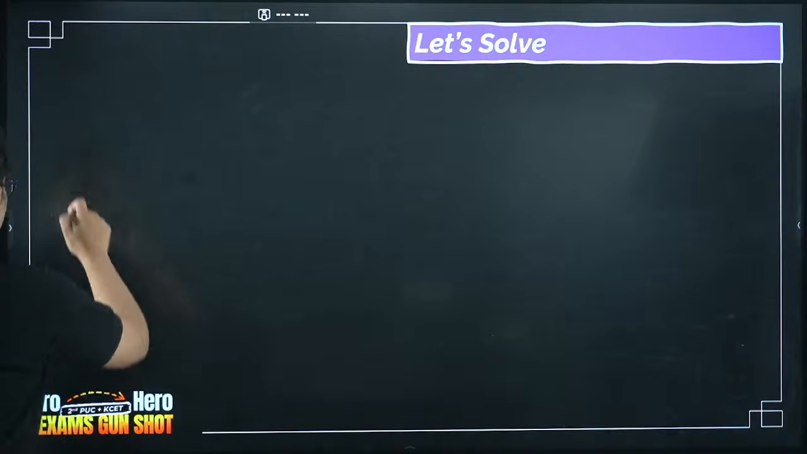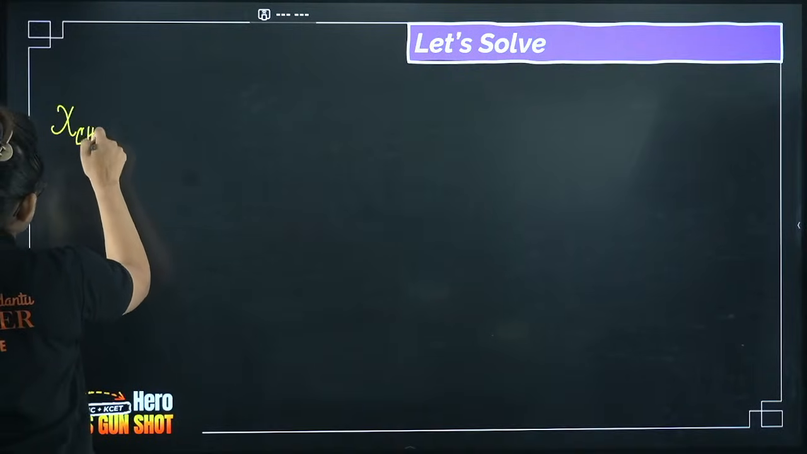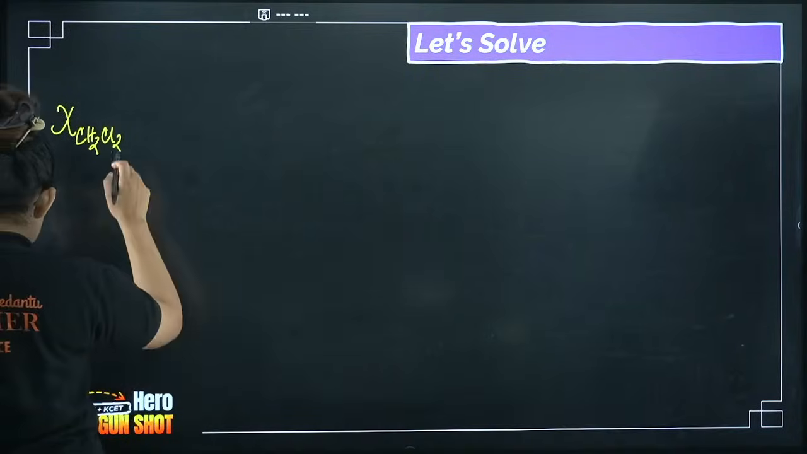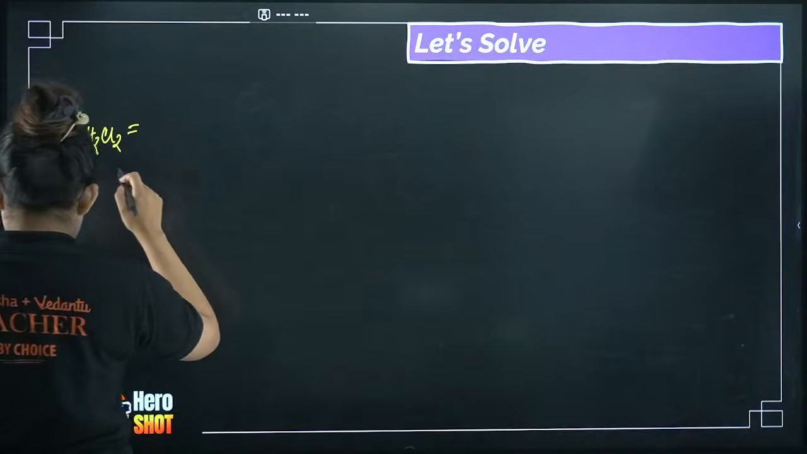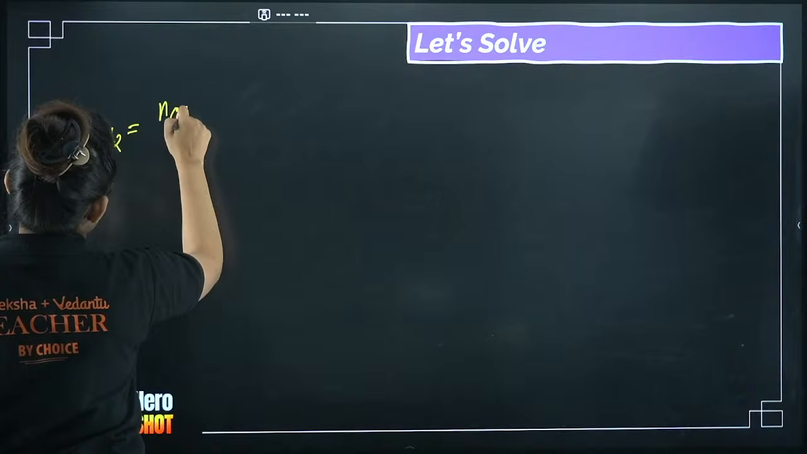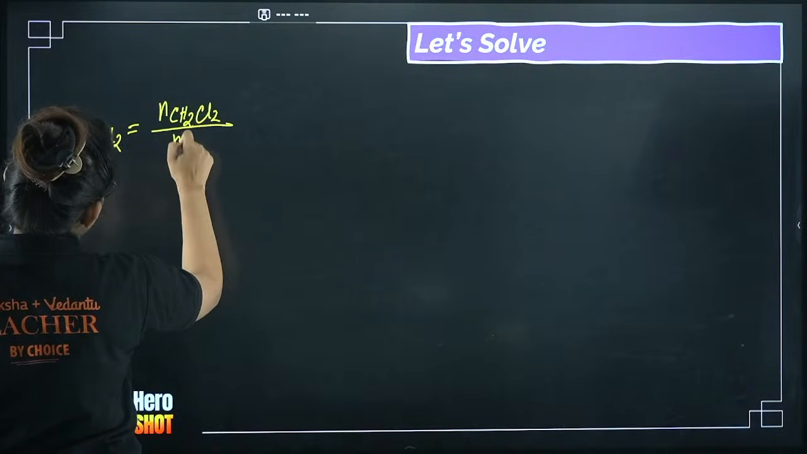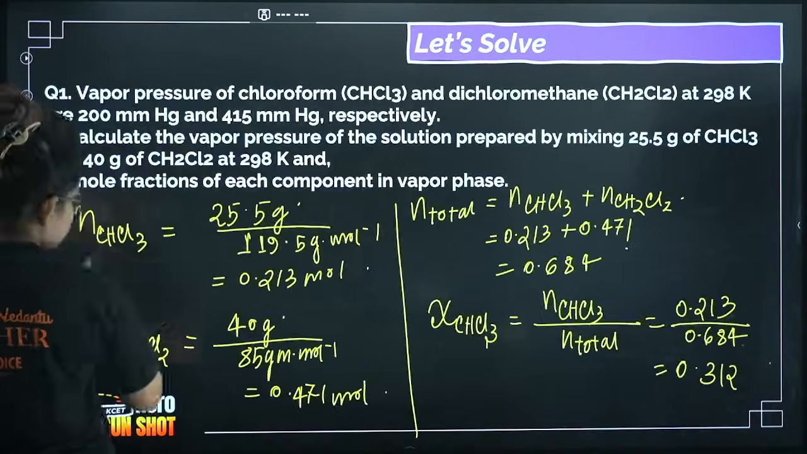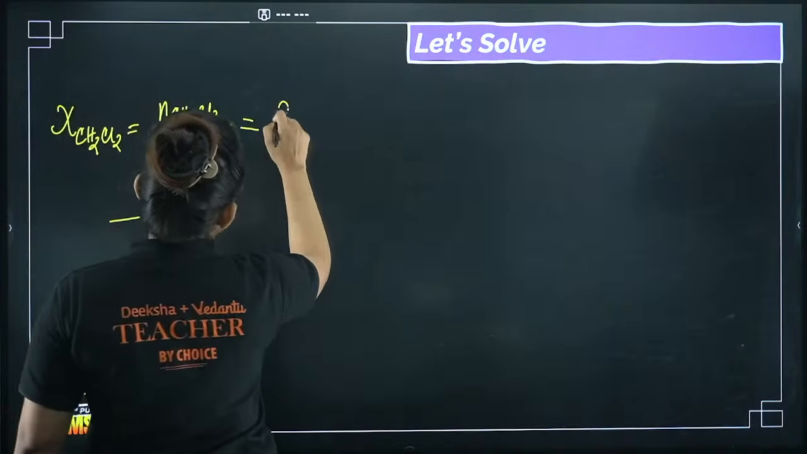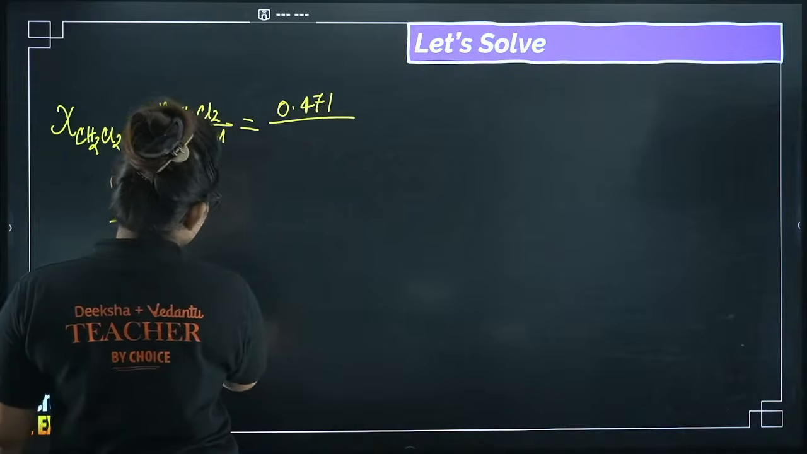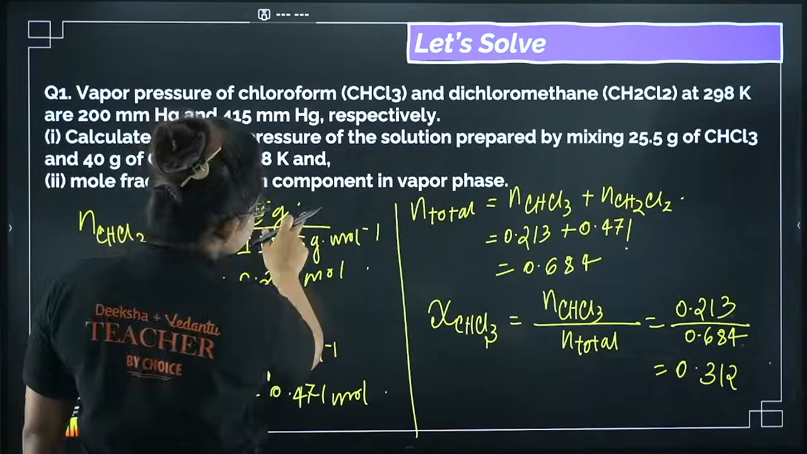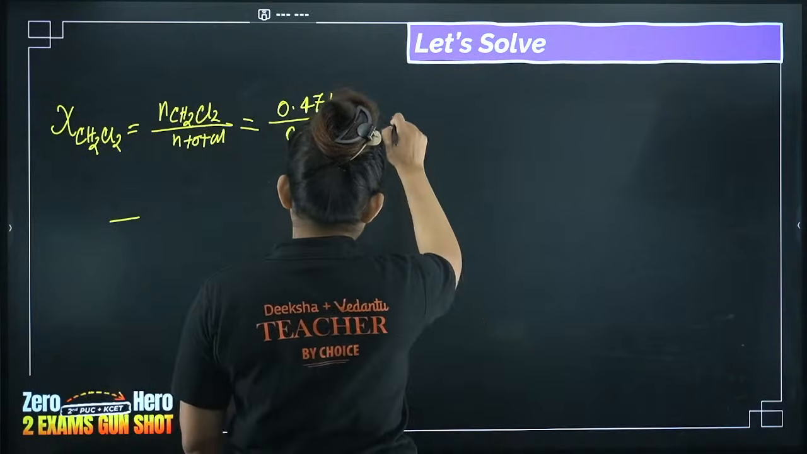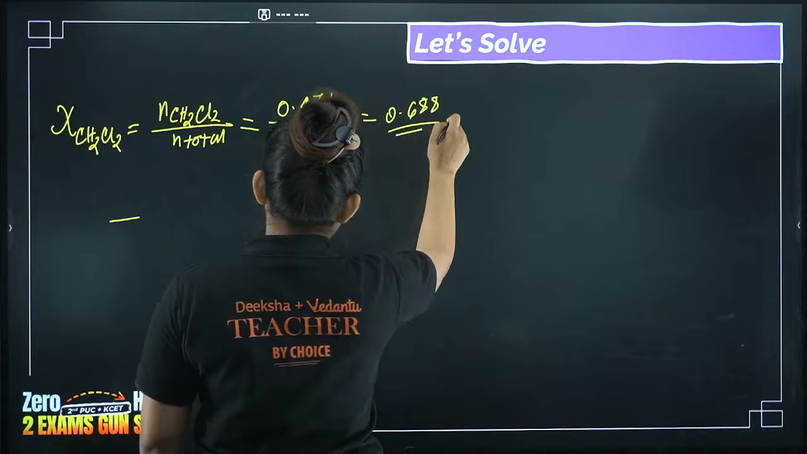Next, if you want to find out the mole fraction of dichloromethane, CH2Cl2, in this case also you can do the same thing, that is number of moles of CH2Cl2 divided by N total. So 0.471 divided by the total mole 0.684. You will get something like 0.688.